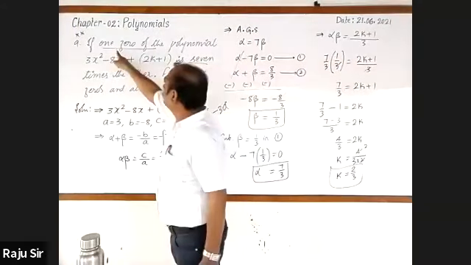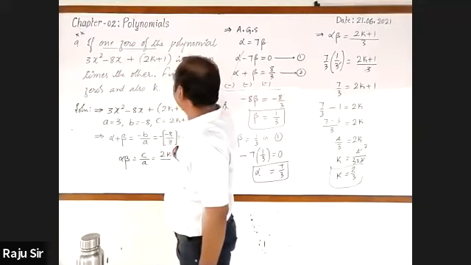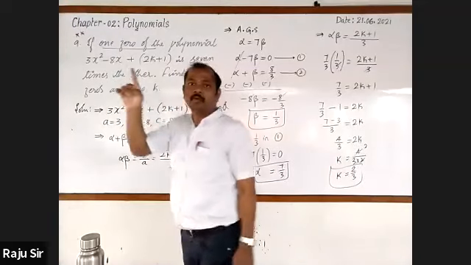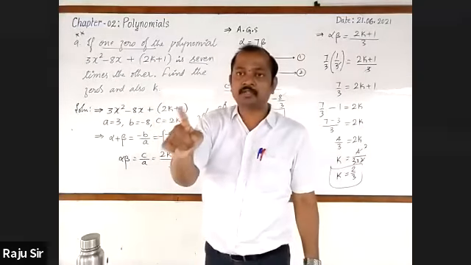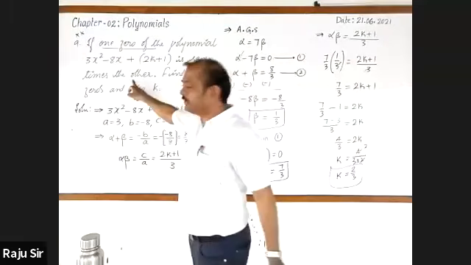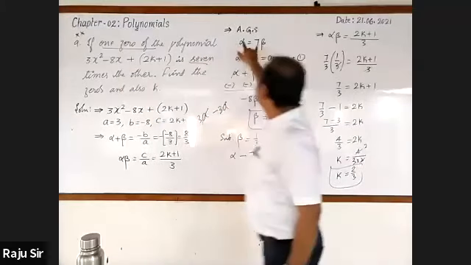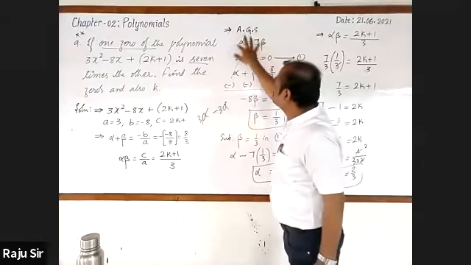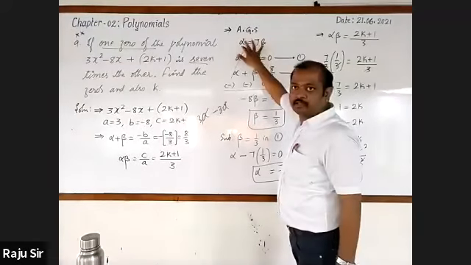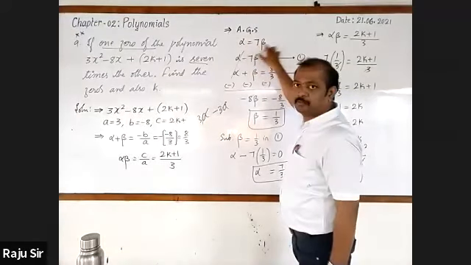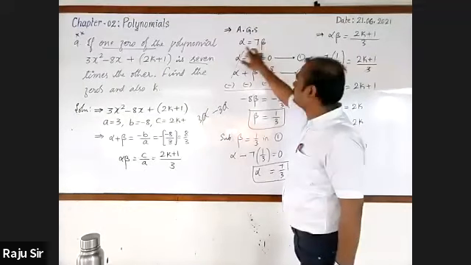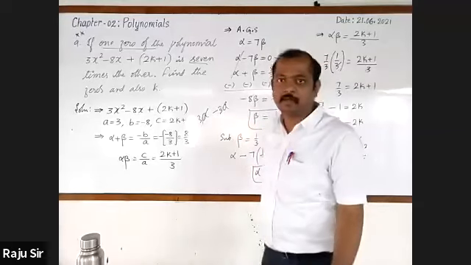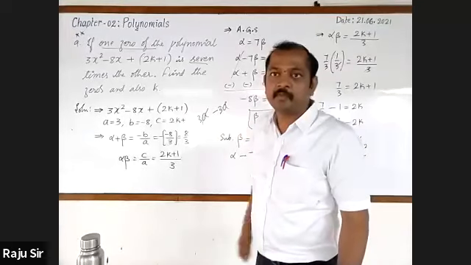See that one zero is 7 times the other. One zero of the polynomial is 7 times the other. So we have taken zeros as alpha and beta. The first zero is taken as alpha. This is 7 times of beta. Can be written as alpha equal to 7 beta. Clear? Yes, sir. Okay.